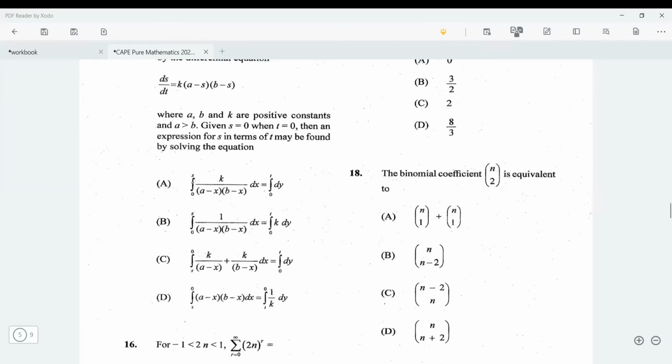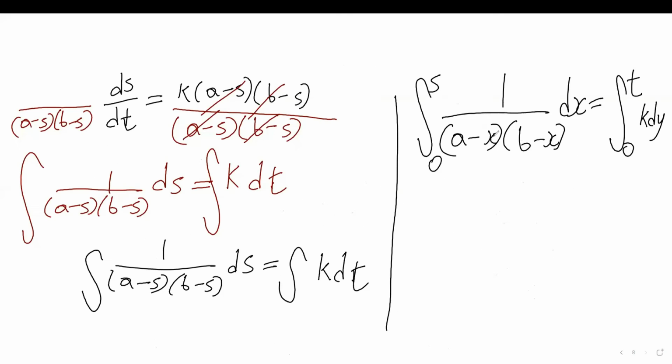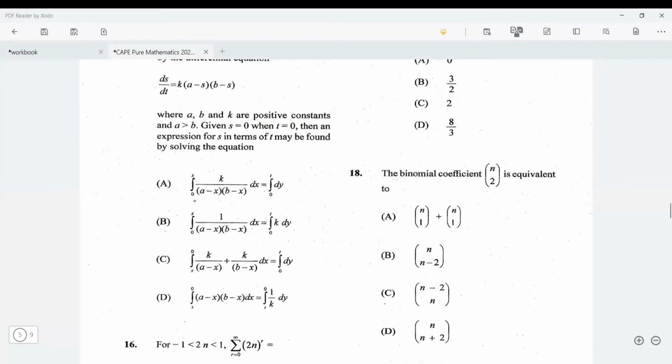So that one was an option. Which one is looking like ours? 1 over (a minus x) times (b minus x) equal to the integral from 0 to t of k dy. All right, which one is that? That looks like option B. That's it. Nice.